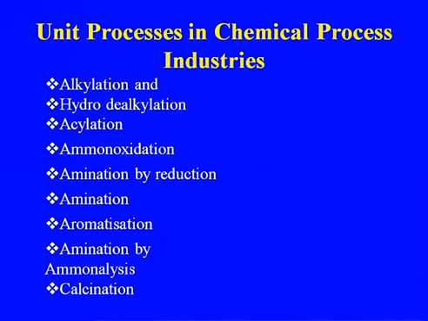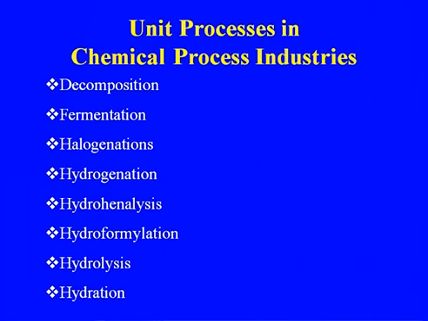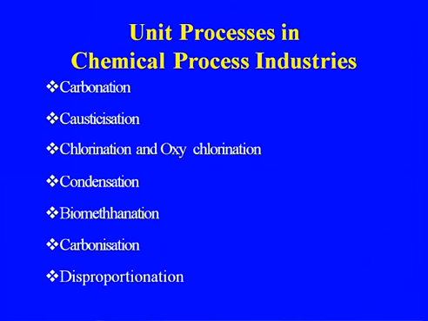Now we will discuss unit processes in the chemical process industry. What are the various unit processes that we use? Alkylation, hydroalkylation, acylation, ammonooxidation, amination by reduction, amination, aromatization, amination by aminolysis, calcination, decomposition, fermentation, halogenation, hydrogenation, hydroformylation, hydrolysis, hydration, carbonation, crystallization, chlorination and oxychlorination.